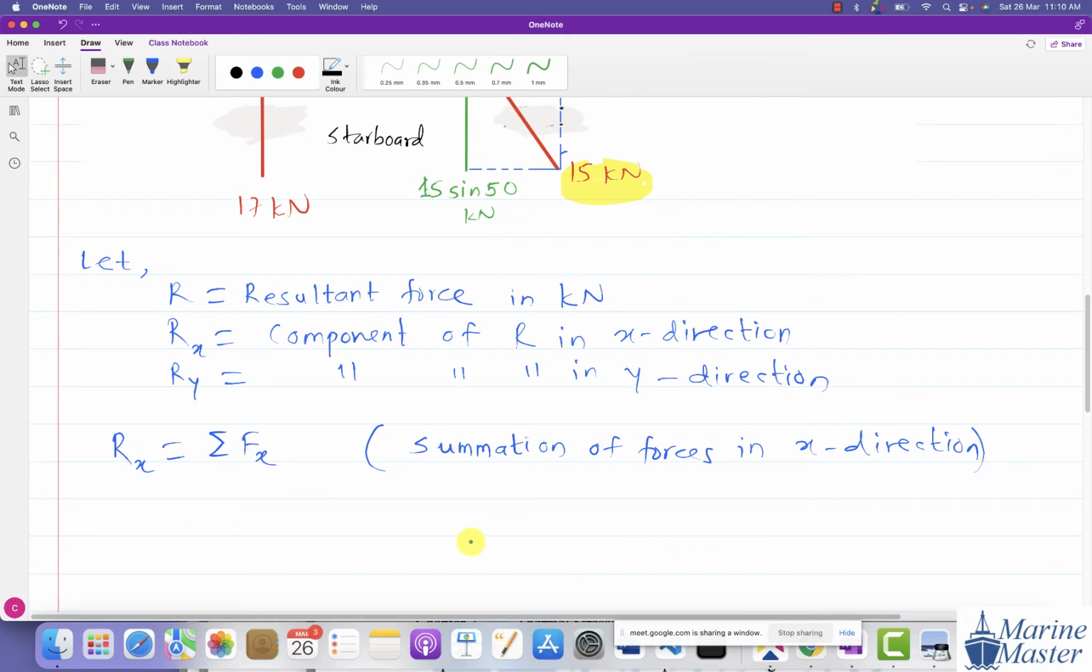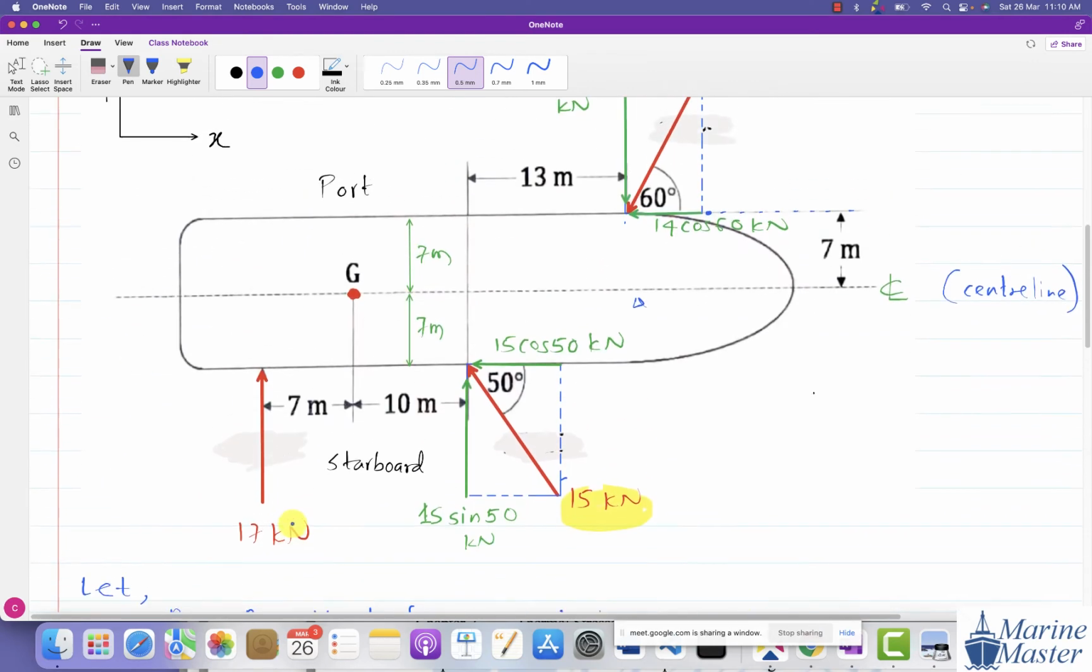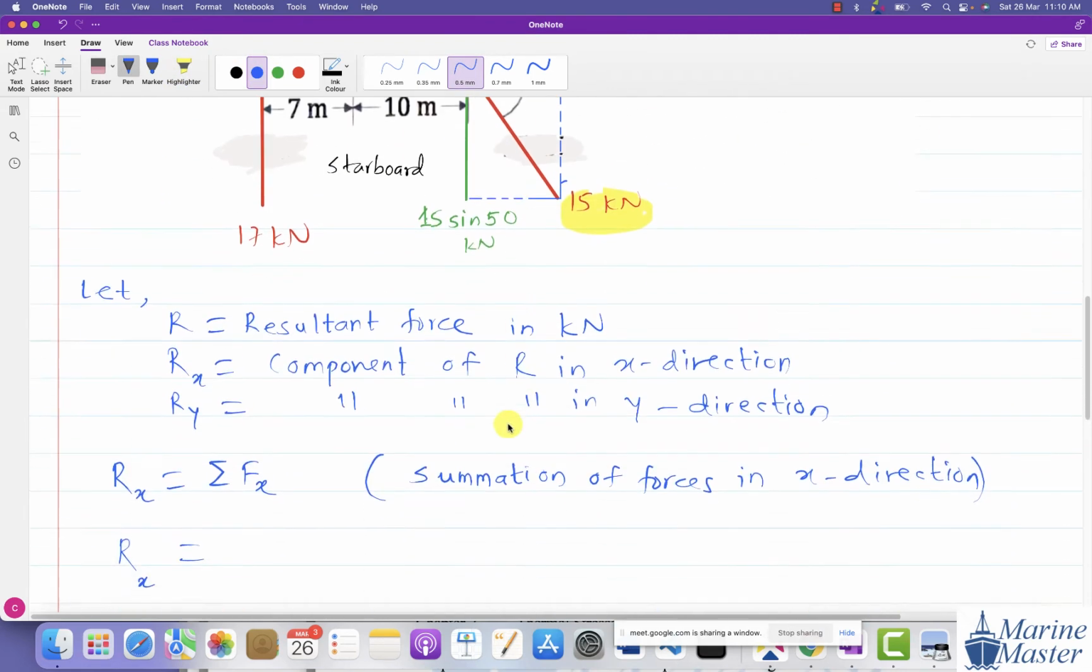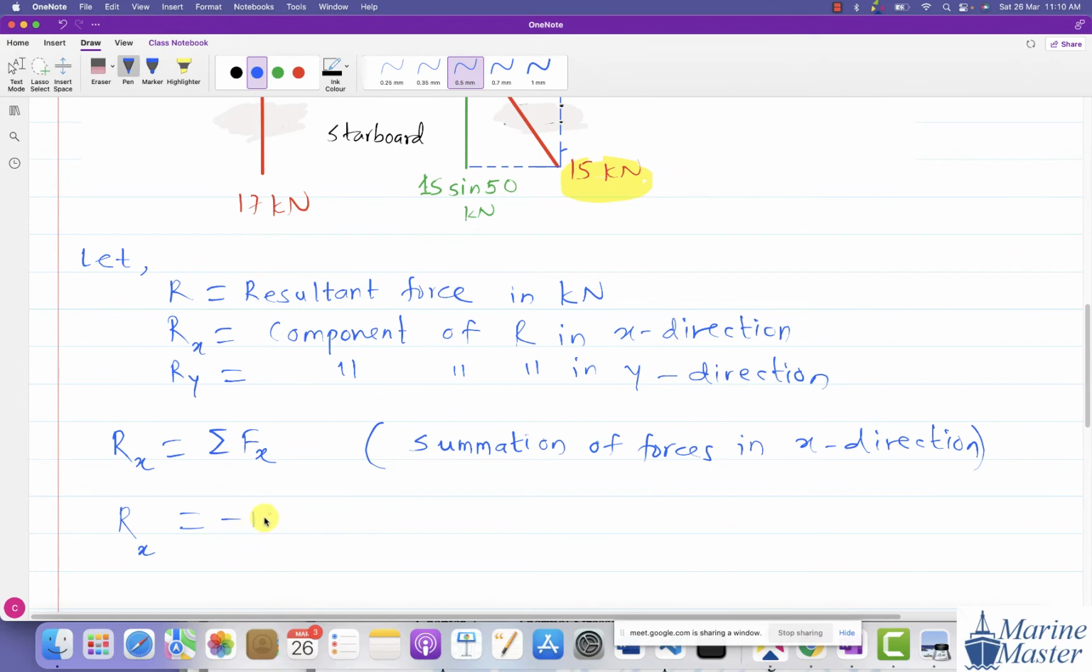Now, how do we get Rx, sir? Rx is the summation of forces in the x direction. What are the forces in the x direction? First of all, this one, 14 cos 60. Plus or minus? Sir, it is plus. Observe the direction, observe the arrow. Okay, then it will be minus. So minus 14 cos 60.